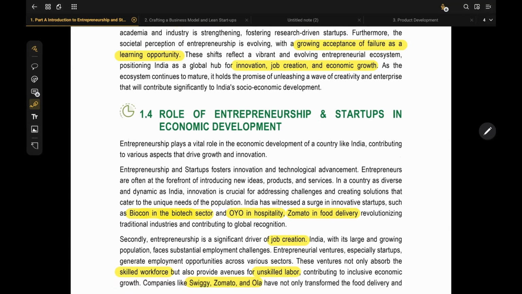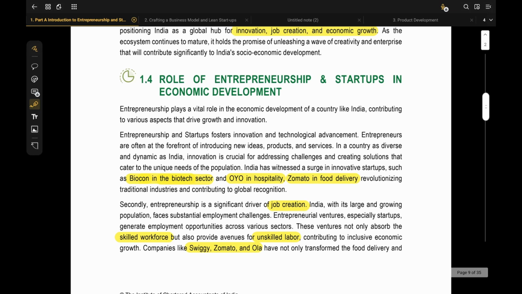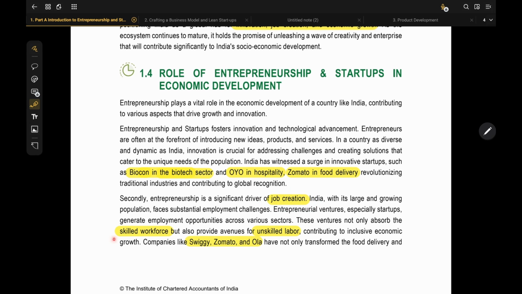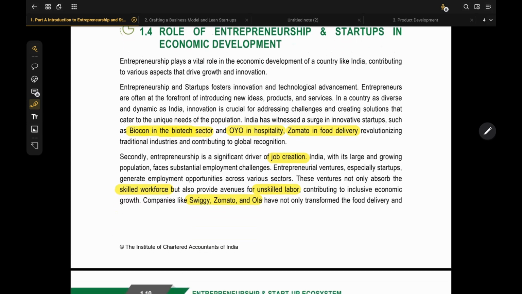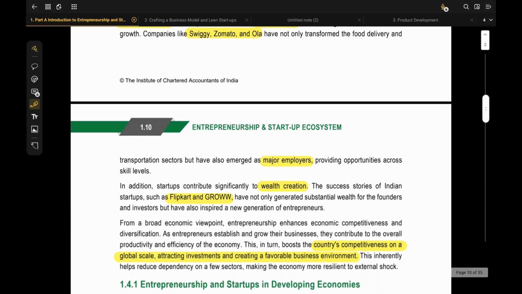And then the role of entrepreneurship and startups in economic development. What are they doing in economic development? For example, Biocon in the biotech sector, OYO in hospitality, Zomato in food delivery. These are all startup examples. They are doing job creation, as I already said. For both skilled workforce and unskilled labor, they are providing jobs. Swiggy, Zomato, Ola, they are bringing transformation in many markets like food delivery and transportation sectors. They are making disruptive changes. They are becoming the major employers. In the food delivery industry, Swiggy and Zomato are the major employers. Other companies are there, but only for a small percentage.